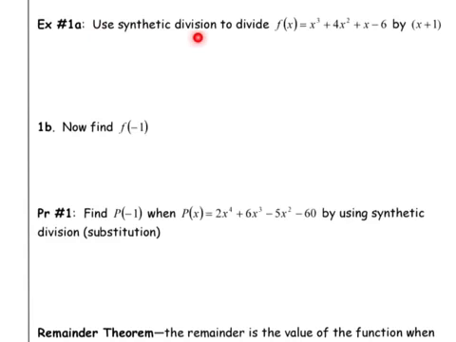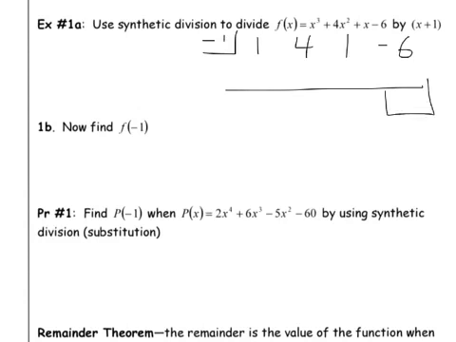So, it says use synthetic division to divide this by x plus 1. Remember synthetic division, we take the opposite of whatever's in here. So if this is a plus 1, we're going to write a little negative 1 and put that in our corner. Then we write all the coefficients in descending order. The first one is 1, then 4, then 1 again, and then negative 6. Draw a line underneath, and there's where our remainder goes.